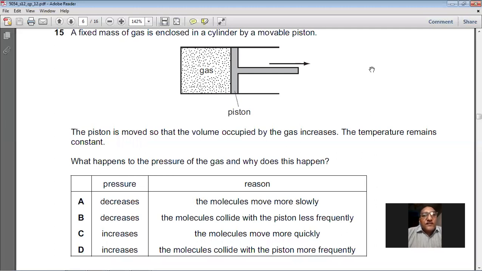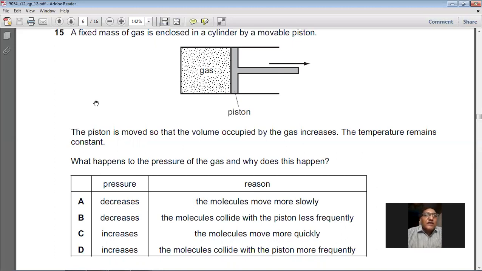Question number 15 is on your screen. A fixed mass of gas is enclosed in a cylinder by a movable piston. So this piston can move, so the volume can be changed. The piston is moved so that the volume occupied by the gas increases. The temperature remains constant. What happens to the pressure of the gas and why does this happen?